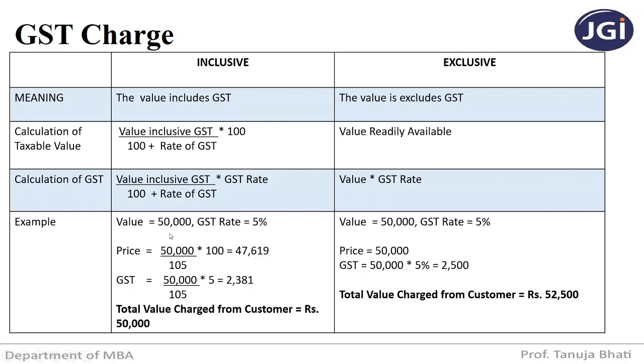So how will you do it? How to calculate the price, that is the taxable value? Amount inclusive GST, that is 50,000 divided by 100 plus rate of GST. Now 100 plus rate of GST is 5%, so it is 105 into 100. You get 47,619.